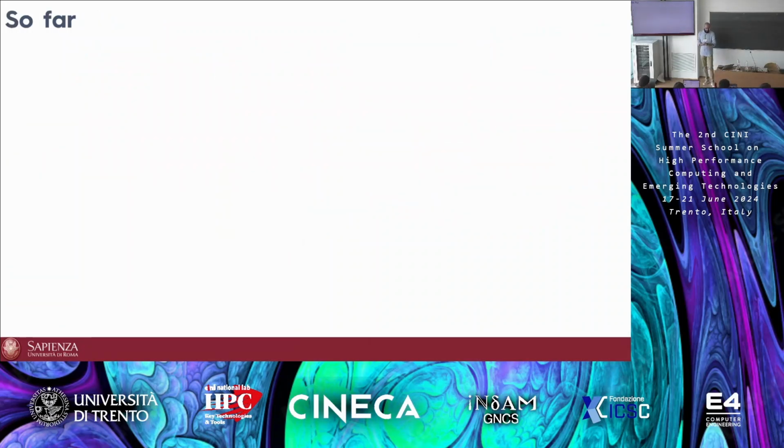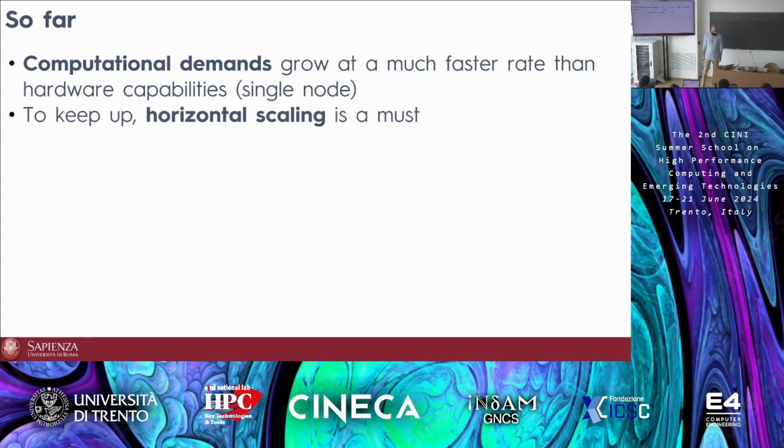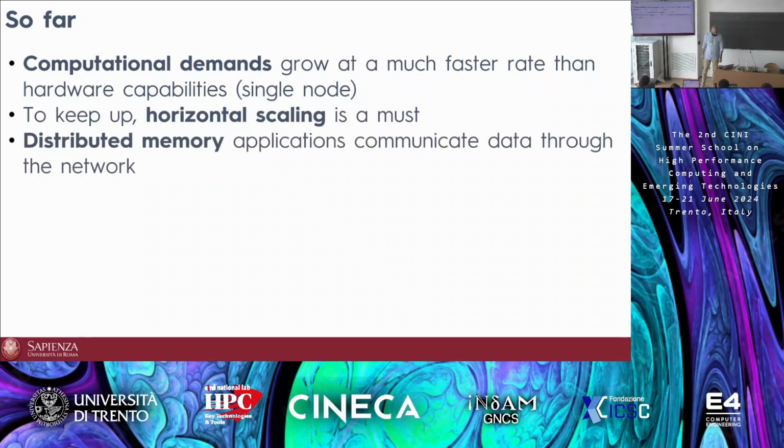Okay, so let me wrap up this first part a little bit. We showed that the computational demands grow at a much faster rate than the hardware capabilities. So we need to buy and use multiple nodes. If you want to keep up, we need to do horizontal scaling. So just go on distributed memory. And this application basically just communicates using the network. They send data back and forth between nodes.